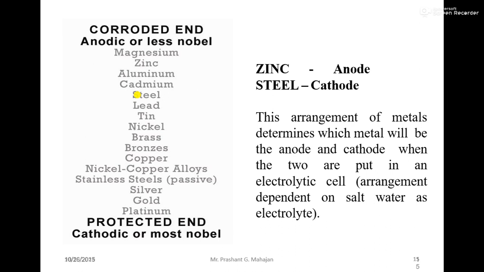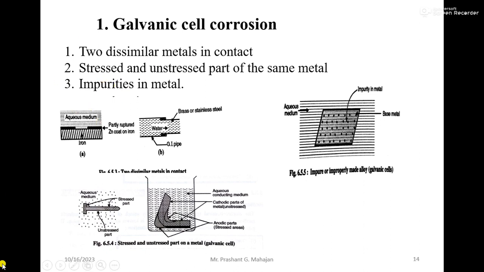For example, zinc and steel. You can see in the galvanic series, zinc is at the top of the series, steel is below the zinc. So zinc will be acting as anode and steel will be acting as cathode. So in the first and third case, the metal which is placed at the higher position in the galvanic series will be acting as anode, and the metal which is placed at the bottom of the series will be acting as cathode. That is called galvanic cell corrosion.